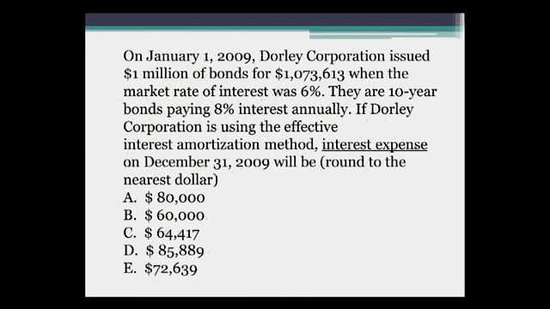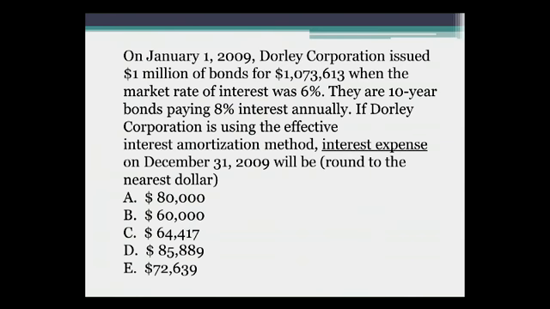Okay, next question. On January 1, 2009, Dorley Corporation issued $1 million of bonds for $1,073,613 when the market rate of interest was 6%. They are 10-year bonds paying 8% interest annually. Dorley Corporation is using the effective interest amortization method. Interest expense on December 31st, 2009 would be. So again, we're looking at what method? Effective interest method. Under effective interest, we directly compute interest expense and cash paid for interest. This question is asking for interest expense.